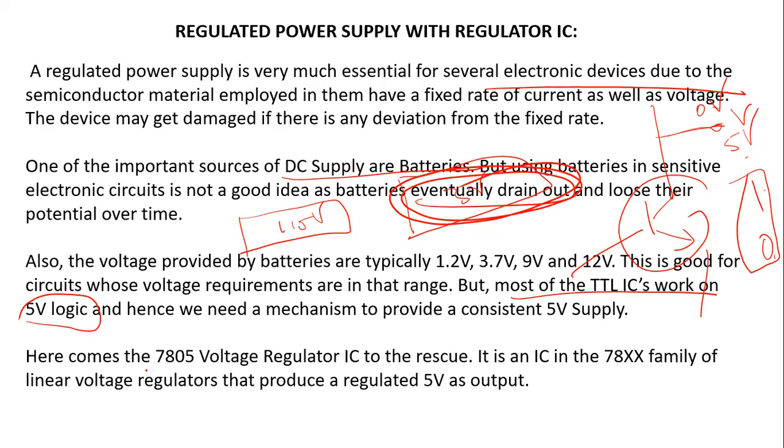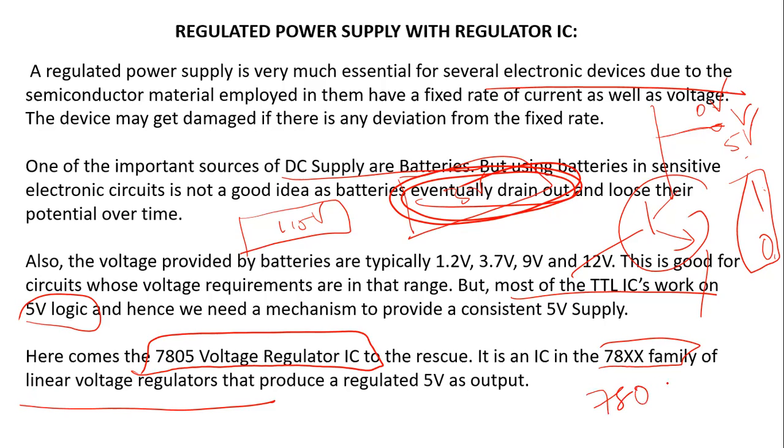So IC 7805 is one of the voltage regulator ICs. It's one of the IC 78XX family of voltage regulators. Depending on this number, let's say 7809, it means it's a voltage regulator which can give out 9 volt. So here IC 7805 means it's a voltage regulator that gives a regulated output of 5 volt.